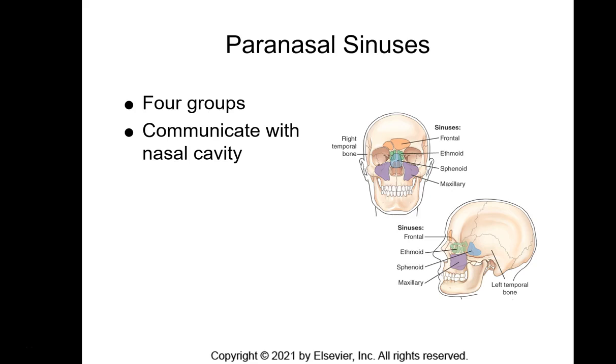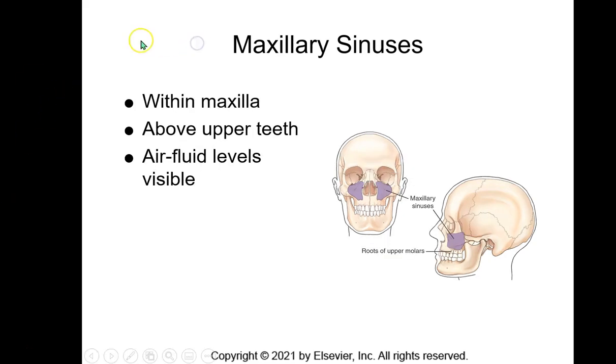In this lecture, we will discuss each sinus group in more detail. Let's begin our discussion with the maxillary sinuses. The maxillary sinuses are paired sinuses, one found within each maxilla. So there are two, there's a pair of them. An older term for the maxillary sinus is the antrum, which is an abbreviation for antrum of Highmore.